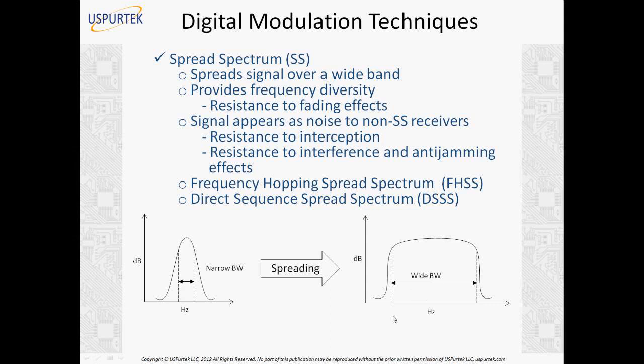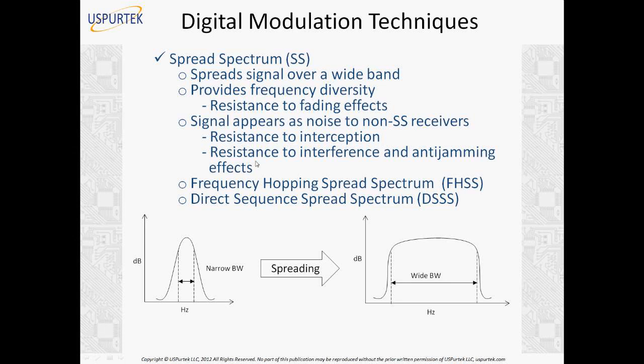If we had a narrow band, and if this single narrow frequency were to fade, we would lose all the signal. But in the case of a wide band, we won't lose the whole signal, only parts of it. Let's say a part of the lower frequency might fade and a part of the high frequency might fade, but we still have most of the signal with us, and we can easily reconstruct the remaining lost signal through various techniques. So that is the benefit. We get frequency diversity, we get resistance to fading effects, and moreover, this signal appears as noise to non-SS receivers. We'll see in the next slide how that happens.